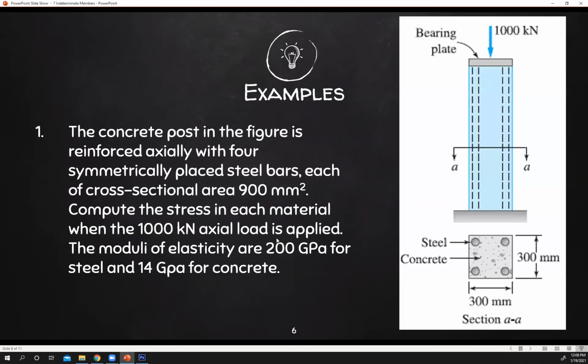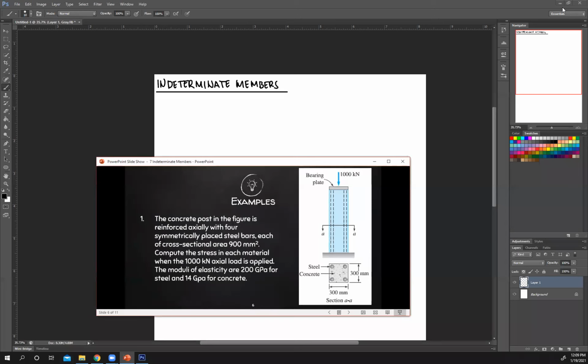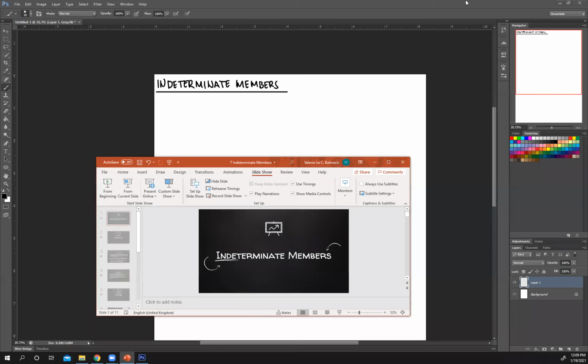Alright, let's start with number one. Number one, the concrete post in the figure is reinforced axially with four symmetrically placed steel bars, each of cross-sectional area 900 millimeters squared. Compute the stress in each material when the 1000 kilonewton axial load is applied. The moduli of elasticity are 200 GPa for steel and 14 GPa for concrete. So let's write out the given for that. But first, let me just copy that figure.